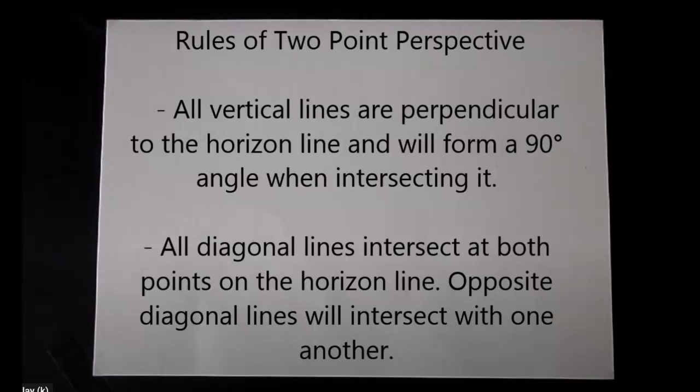And then all the diagonal lines that we're going to use are going to intersect at both points on the horizon line. Opposite diagonal lines will intersect with one another. So you'll see what that means as we get a little further into this video.